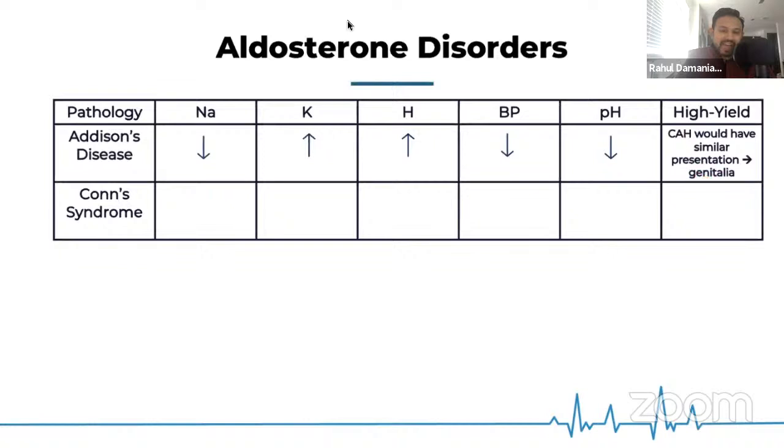Conn syndrome is going to be primary hyperaldosteronism, in which you have an aldosterone-secreting tumor, for example, that is going to increase sodium reabsorption. You're going to be hypokalemic because you keep peeing out your potassium. You're going to pee out more H+. Thus, you are going to have a metabolic alkalosis. And because you're having a high sodium load, your blood pressure is going to be high. Like I mentioned, you're going to have a metabolic alkalosis.